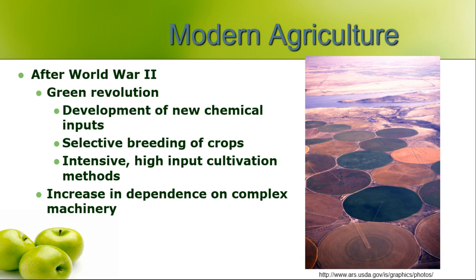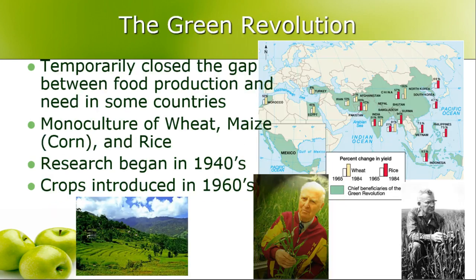So after World War II, we see this shift in technology, but we also see a change in what people can grow, right? And so we start in the 50s and 60s. Research begins after World War II, but we start seeing something called the Green Revolution. And the Green Revolution is a movement in farming where you have new chemical inputs, highly selective breeding of crops, and high input cultivation methods with a dependence on complex machinery. Okay, so when we look at the Green Revolution, this is very important.